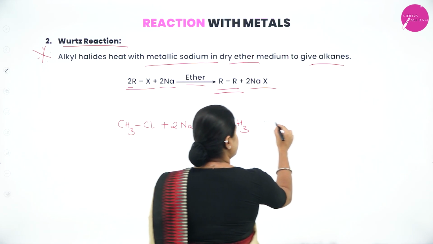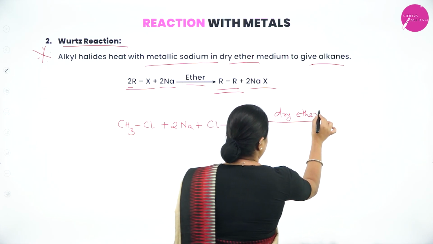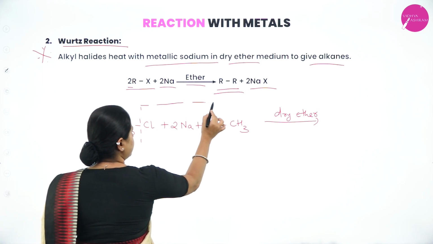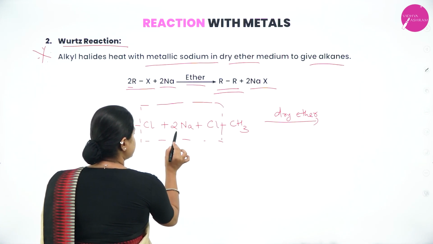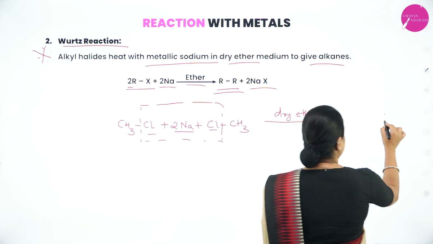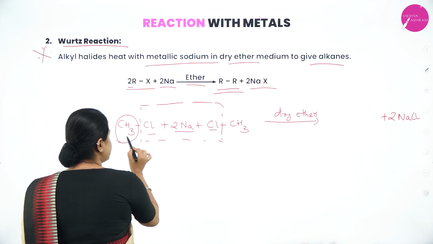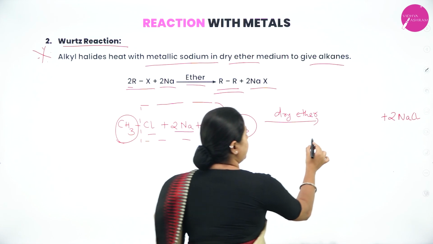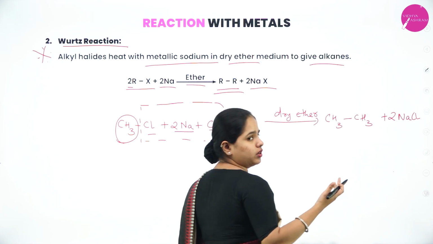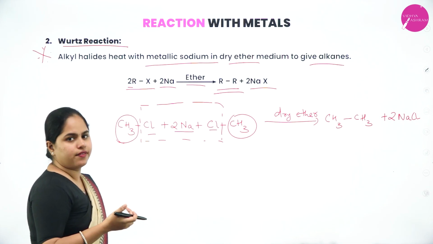In presence of dry ether, what happens here? How you are getting the alkane is, this much part will be removed. That is 2Na and 2Cl will be removed as 2 NaCl. Other than that, what is left? One CH3 here, another CH3 here, that is C2H6. It is ethane. Alkane is formed. This is the way it will be formed.